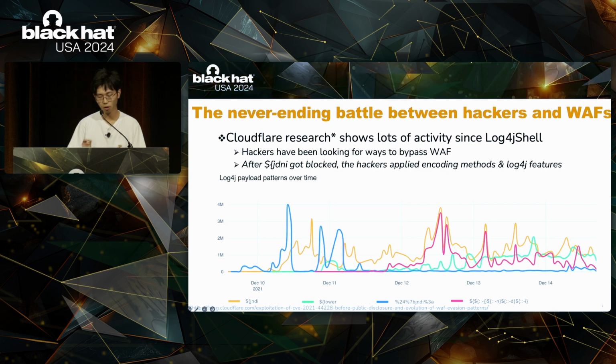However, deploying a WAF does not mean you can rest easy. The battle between the attackers and WAF in cyberspace is never ending. As we all know, Log4j is one of the most damaging vulnerabilities in the history of the Internet. And research by the Cloudflare WAF team shows that attackers have been looking for ways to bypass the WAF. After the initial payloads get blocked, the attackers apply encoding ways and Log4j supported features to try to bypass the WAF and launch their attack.